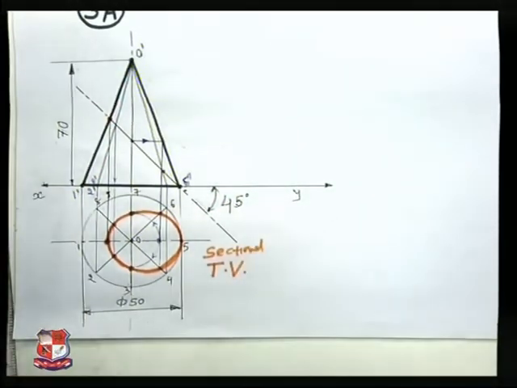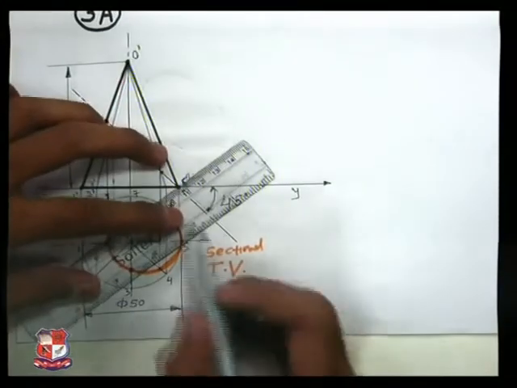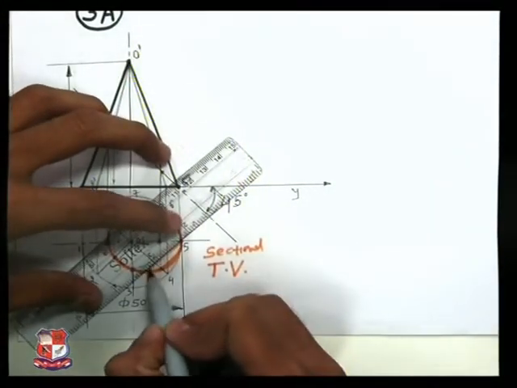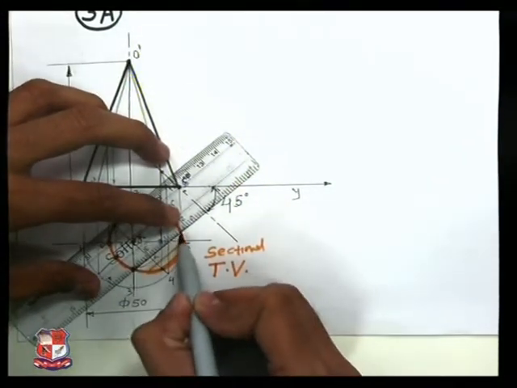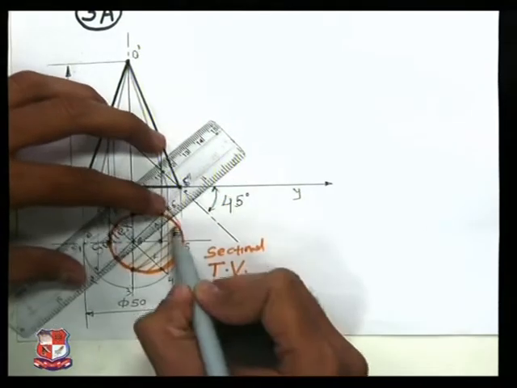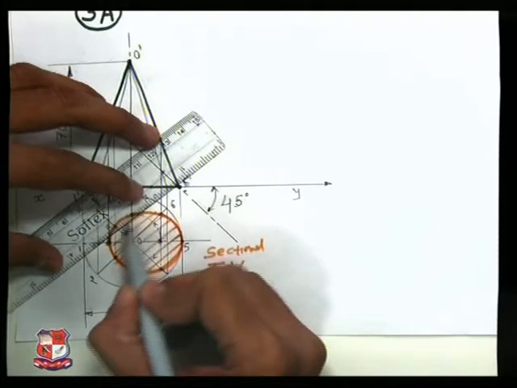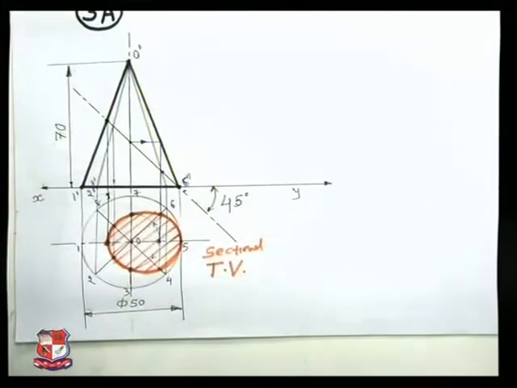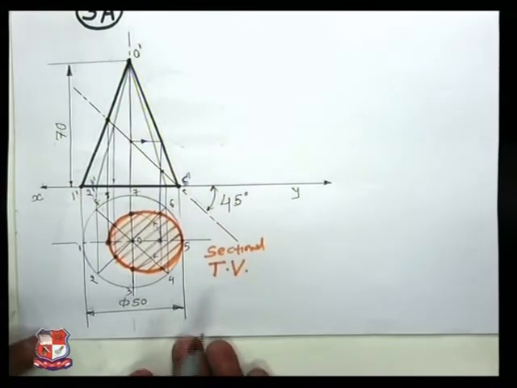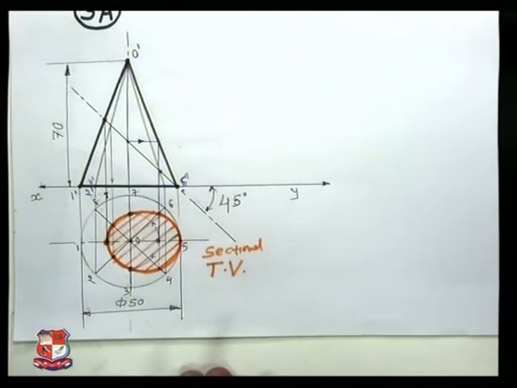Sectional top view. As it's a sectional top view, you have to draw section lines which make an angle of 45 degrees with the XY line. So it would appear like this. Draw lines at an angle of 45 degrees. The distance between all lines should be equal. Now, what to do to draw its true shape?